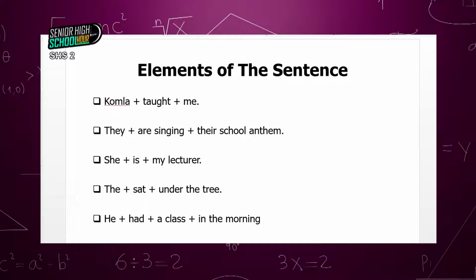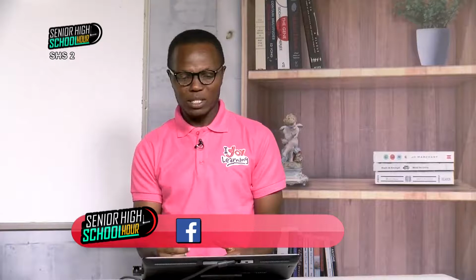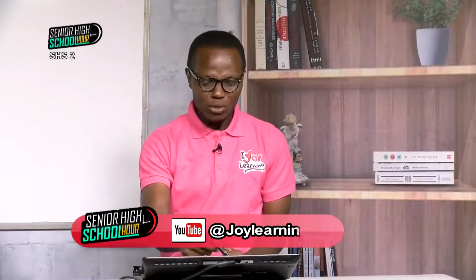So when you have all of these, we want to know what names are given to all of these parts that come together to form a sentence. For instance, we have "Komla taught me" in three parts. Now I want us to look at these parts very well. You will notice that the verb is "taught". Then Komla, as we have learned already, is the subject. Then what will be "me"? We want to learn. Even though it's a part of the predicate, it also has a name.